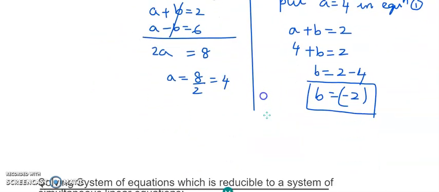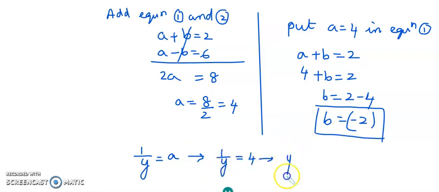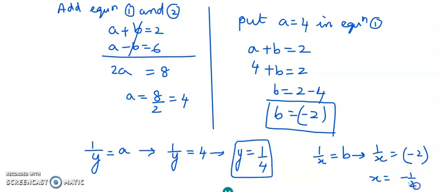No, it's not. Why? Because we have to find what? Yes, x and y. So 1 upon y was a, correct? So just the reciprocal. So 1 upon y equals 4. The reciprocal means y equals 1 by 4. Similarly, we can say for what? x. So 1 upon x was b. So 1 upon x equals what? Minus 2. So the reciprocal means x equals minus half. Right? Am I clear?